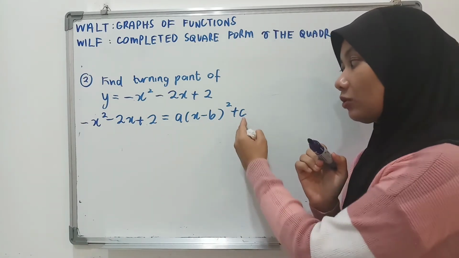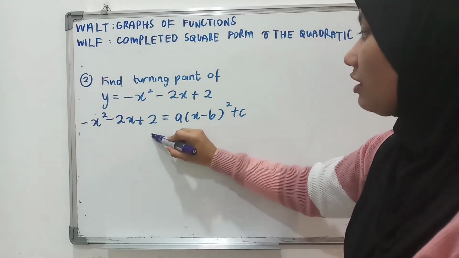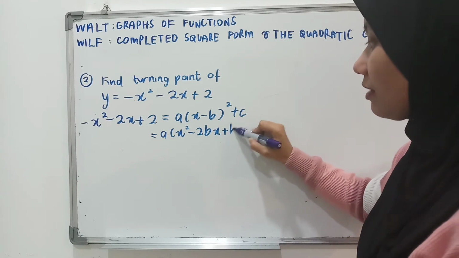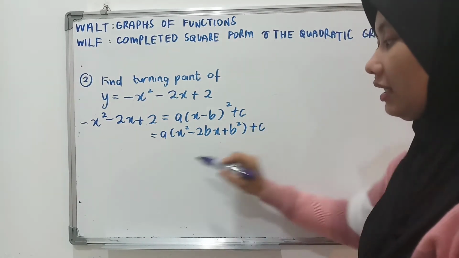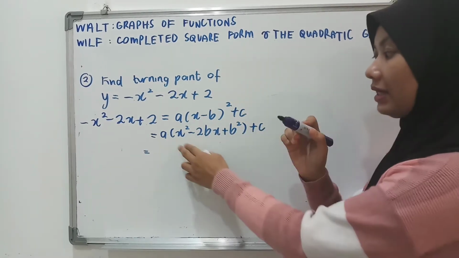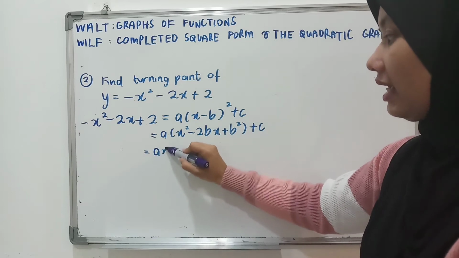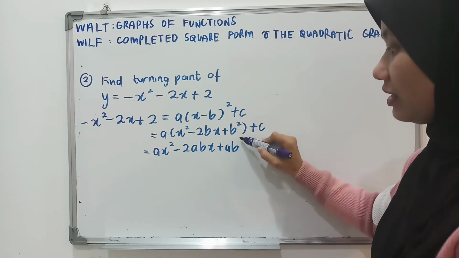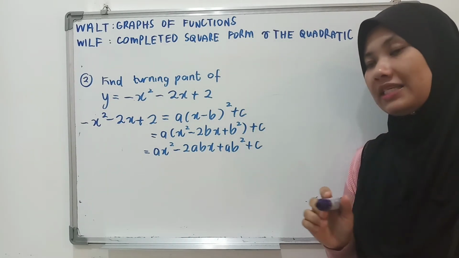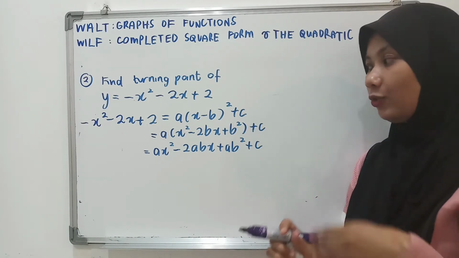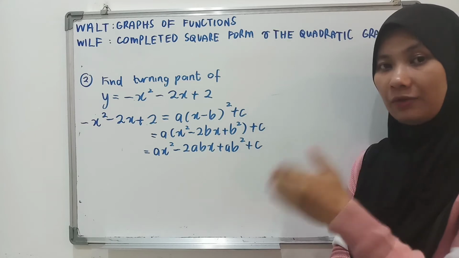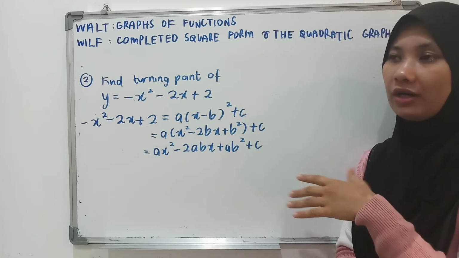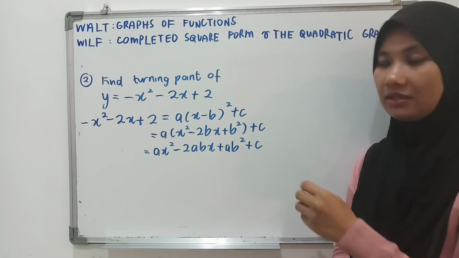Okay, second step, we just expand that one. So expand, you will get a x square minus 2bx plus b square plus c. Okay, so expand again the bracket, multiply each term by a. So you will get ax square minus 2abx plus ab square plus c. So if you notice, every time we do this question, you are going to expand the same equation over and over again. So it should be easy for you. When you do like maybe 4 to 5 questions, you're gonna get the steps. It's not hard at all.